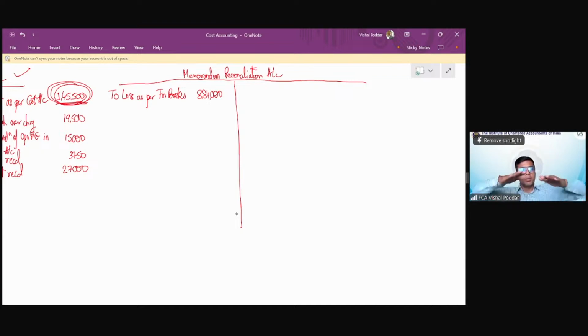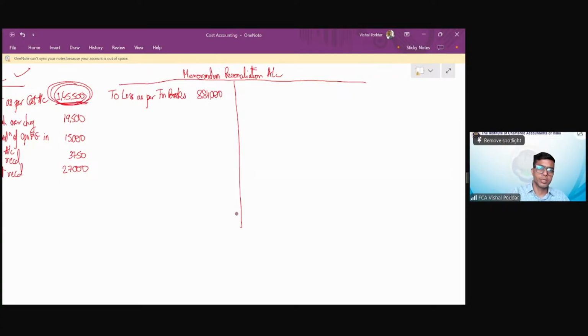Now, these hands will now represent losses. Till now, they were representing profits of cost, profit of financial. Now they will represent losses. Losses as per cost, losses as per financial. So remember this hand is now loss as per cost books. This hand is loss as per financial books. Fine.